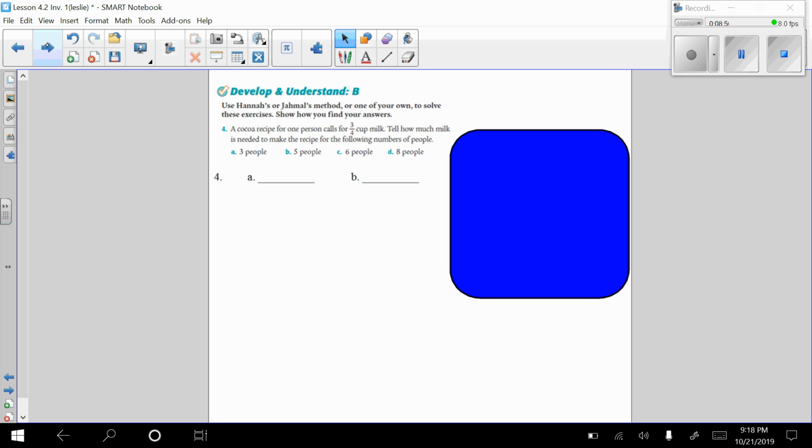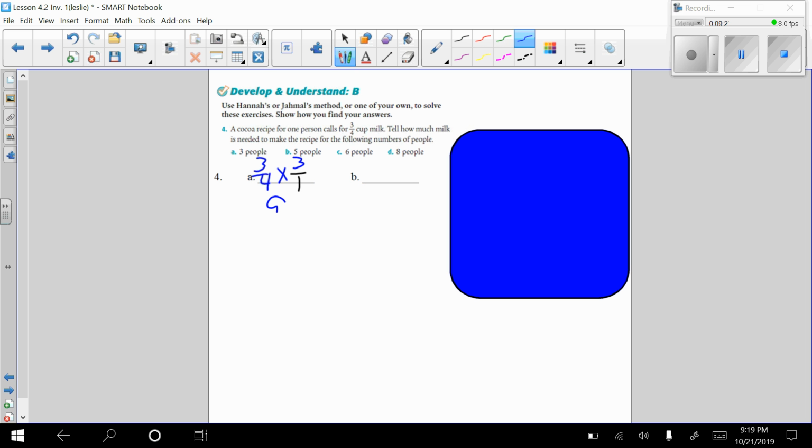Here is some more information, another method. Okay, here we have another recipe. One cocoa recipe for one person calls for 3/4 cup of milk. Tell how much milk we're going to need if we want to make it for more people. Again, you're just multiplying here. 3/4 cup per person, so how much for 3? You would do 3/4 times 3. Be sure to put it over 1, so you have a fraction times a fraction.